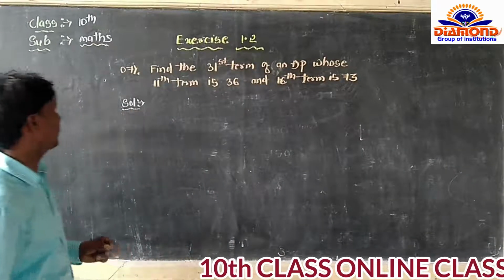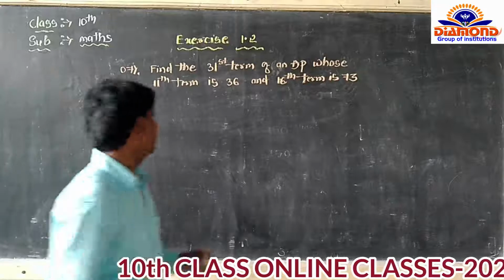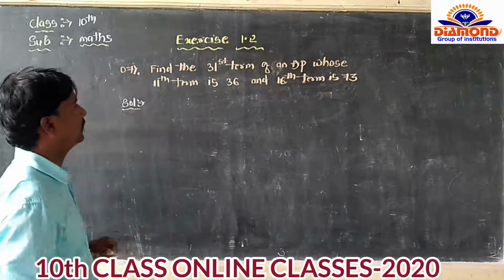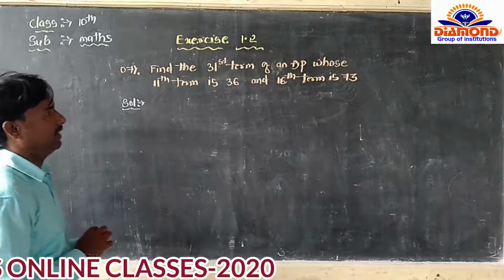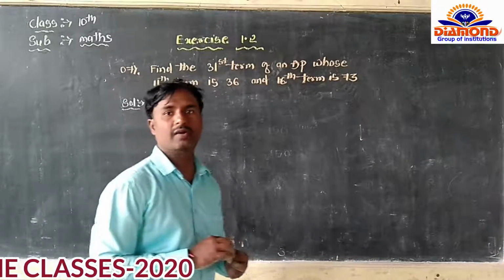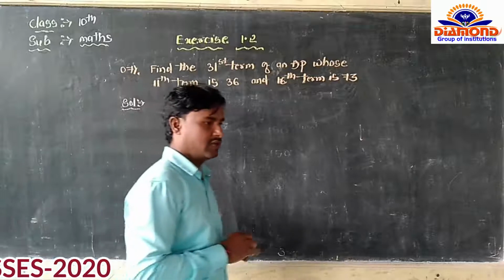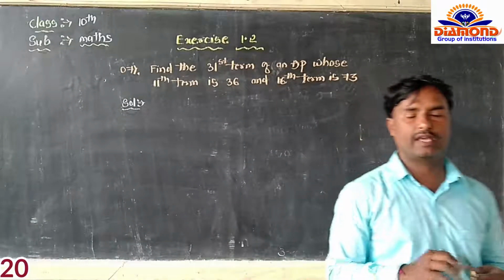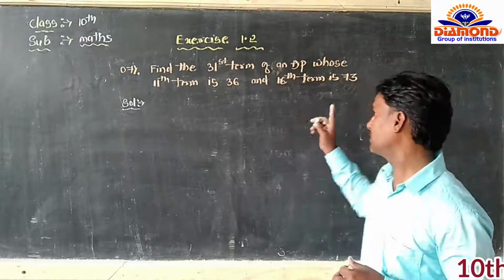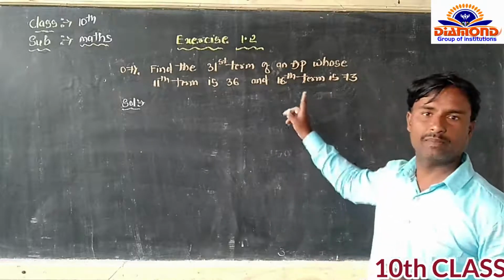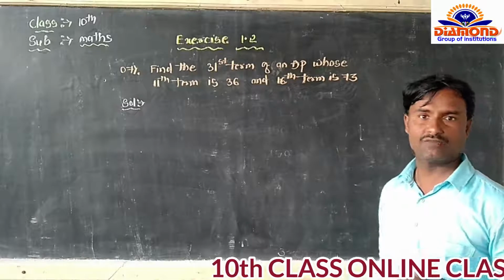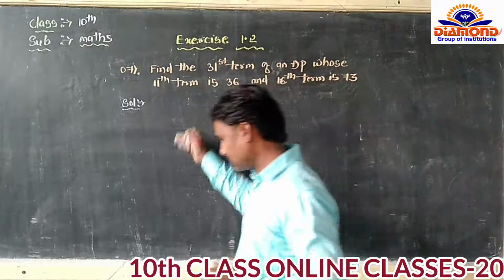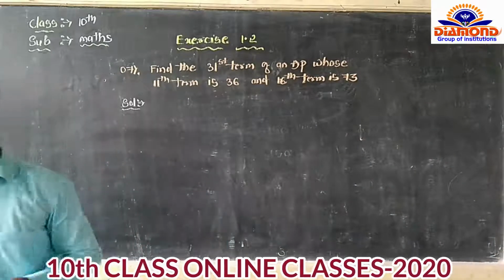Yes, dear students, let us come to the 7th question. Find the 31st term of an AP whose 11th term is 36 and 16th term is 73, dear students. A question like that we did in the example question. We should follow the same method as the example. I will explain that now. I am explaining the 7th question.